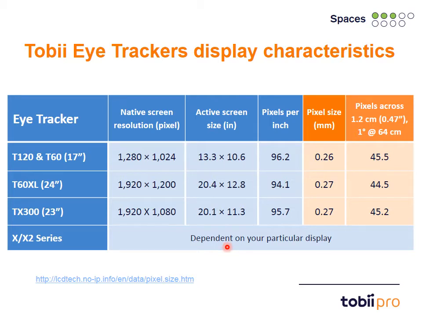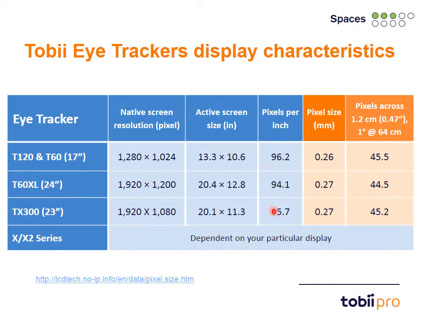The X and X2 series are sort of bring-your-own-monitors-to-the-party. So what these specifications turn out to be is entirely dependent on the display you choose. But these systems with integrated displays have, of course, pixel measurements and active screen measurements, here delivered in terms of inches. This is the important number: pixels per inch.